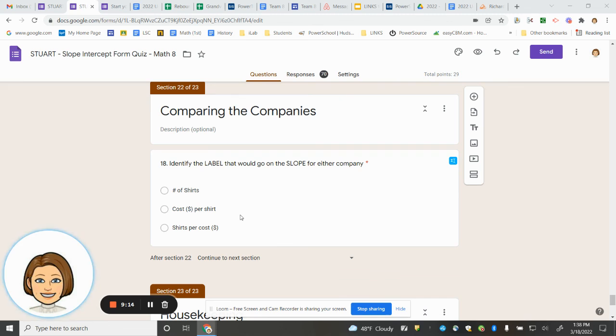Comparing the companies. Identify the label that would go on slope for either company. Number of shirts, cost per shirt, or shirts per cost.